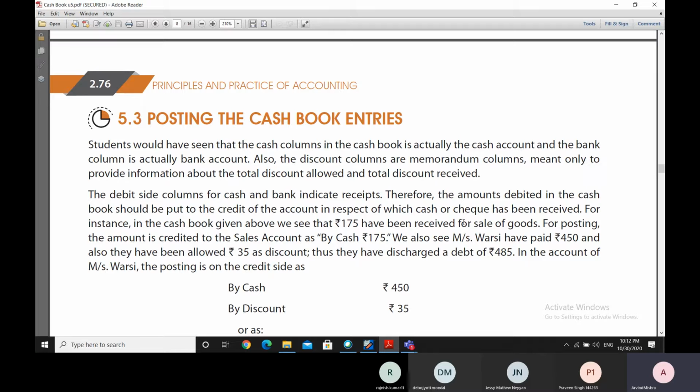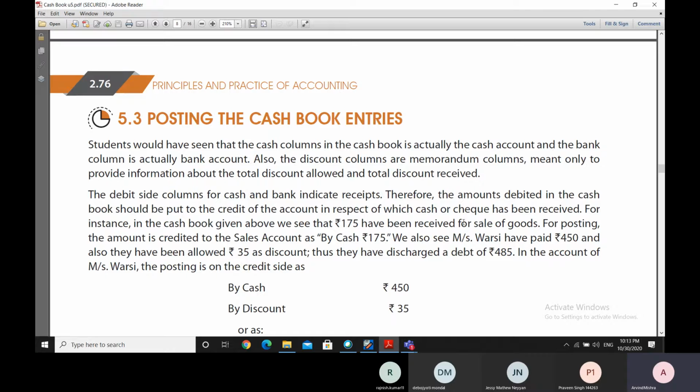We have also seen that Mr. Varsi has paid rupees 450 and Mr. Varsi has been allowed a discount of rupees 35. So therefore, Mr. Varsi has discharged a total debt of rupees 485, which is 450 plus 35. If the discount was not allowed to him, he would have had to pay rupees 485. So rupees 485 was the debt that gets discharged by making a payment of 450 after getting a discount of 35 as far as Messrs. Varsi is concerned.